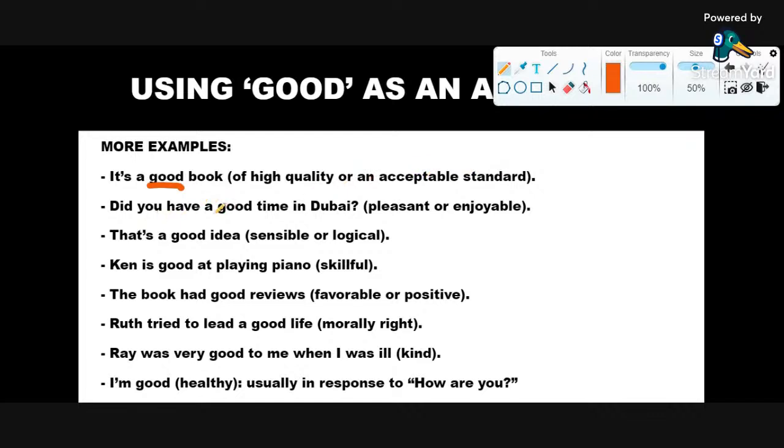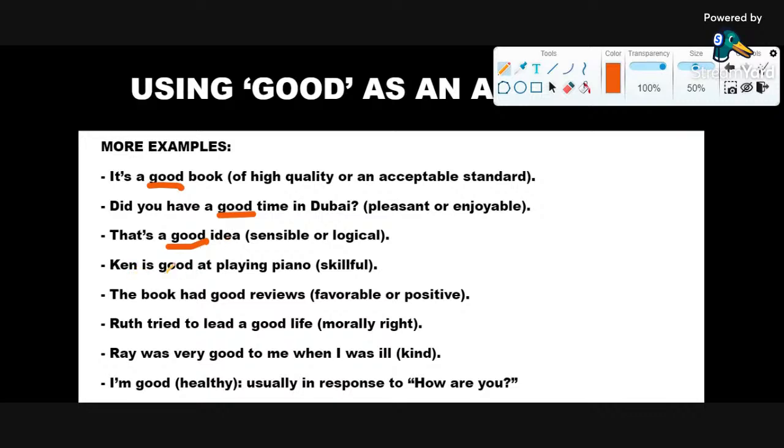Did you have a good time in Dubai? You are asking whether the fellow had a pleasant or enjoyable time. All right? That's a good idea. When you describe an idea as good, or you are saying that someone is making a good point, you are describing that as sensible or logical, something that makes sense. A good idea, a sensible idea.